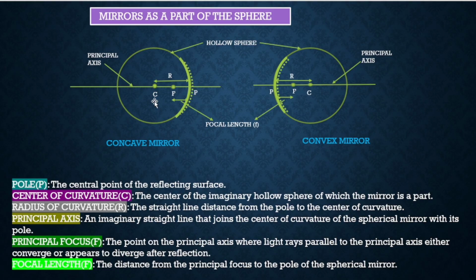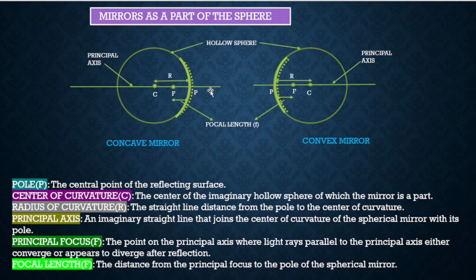And ये हो गया हम लोग का center of curvature. Center of curvature is the imaginary point of the hollow sphere. मीडिया का बीच का जो point होते हैं उसे हम center of curvature कहते हैं. Distance from pole to the center of curvature is called your radius. Okay, and this is called your principal axis.